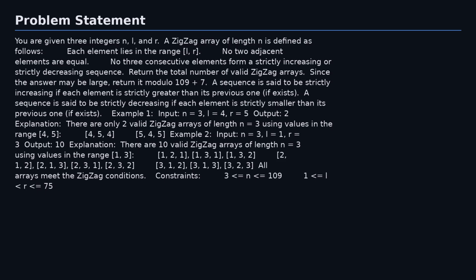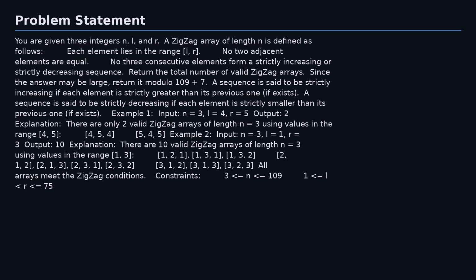The problem asks us to find the number of valid sequences of length n, where each element is within a given range from lower to upper. And the sequence must have a zigzag pattern, meaning that each element must be different from its neighbors and the sequence must not be strictly increasing or decreasing. Sounds like a tough one, but don't worry, we'll break it down step by step.